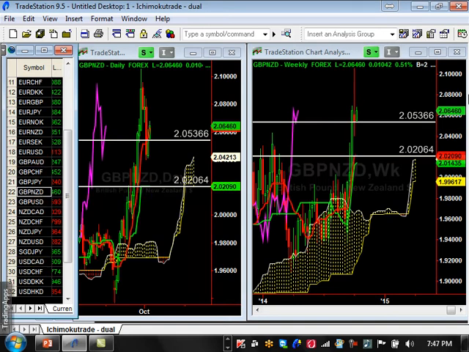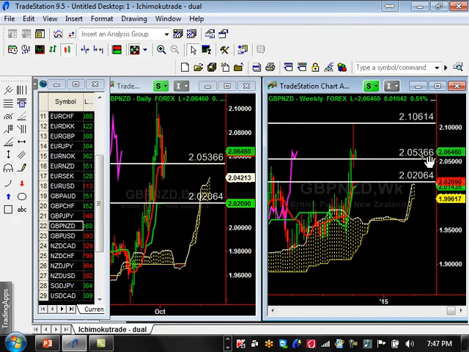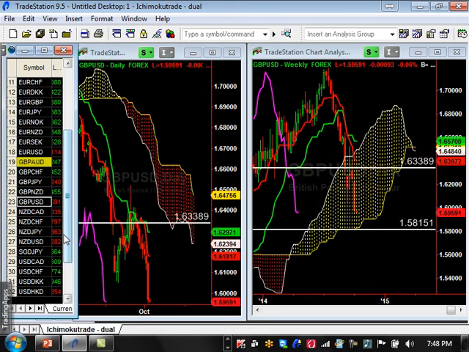Pound New Zealand here, broke the high here, broke the resistance at 536, got to this resistance level at 1061, held it. This is still very strong, so this is bullish trending on both the daily and weekly.